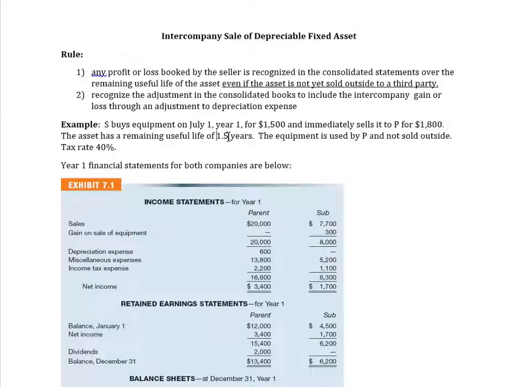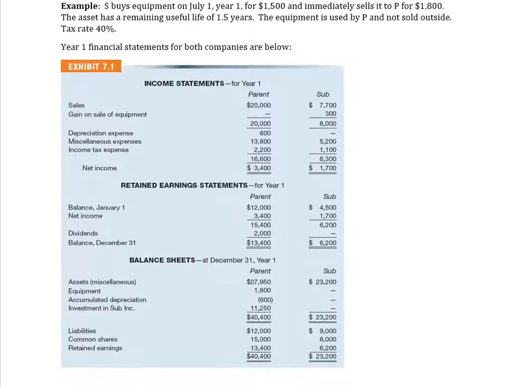If the asset has a remaining useful life of 1.5 years, we're going to have to take that $300 pre-tax gain into income over the next year and a half. The equipment is used by P, not sold outside. Both companies have a tax rate of 40%. These were the original statements in year one. So you can see that the parent booked a profit of $3,400, sub $1,700, and then we have their separate balance sheet accounts as well as retained earnings changes.